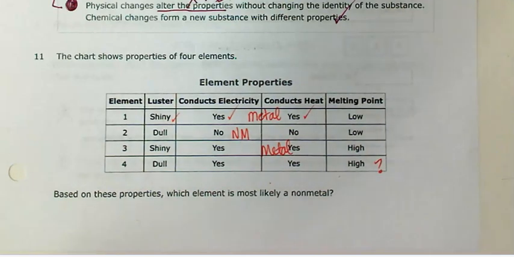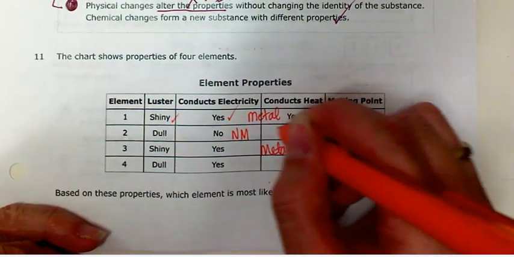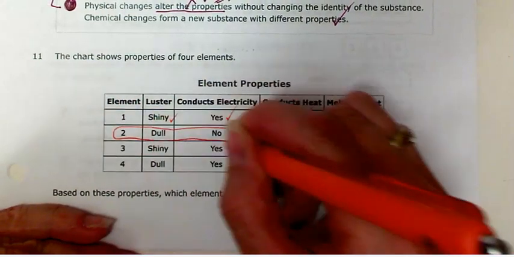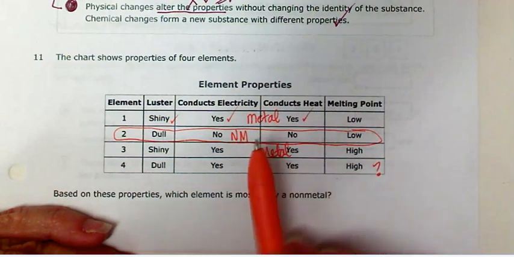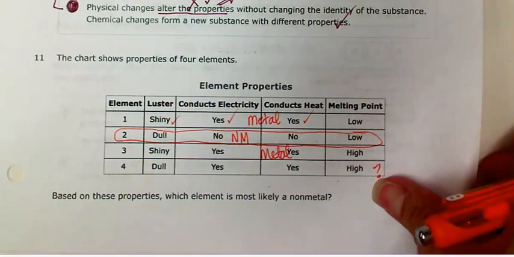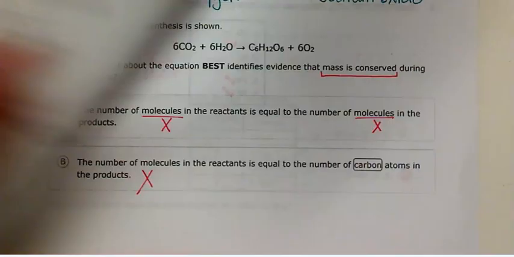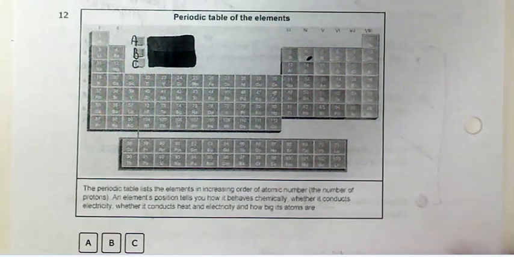Based on these properties, which element is most likely a nonmetal? Okay, so it's pretty easy to figure out which one's the nonmetal because a nonmetal is not going to conduct electricity. It's not going to conduct heat, like heat's not going to pass through it easily. And it's going to have a relatively low melting point. So we probably need to pick element number 2. And that's going to be letter B. Pretty easy.